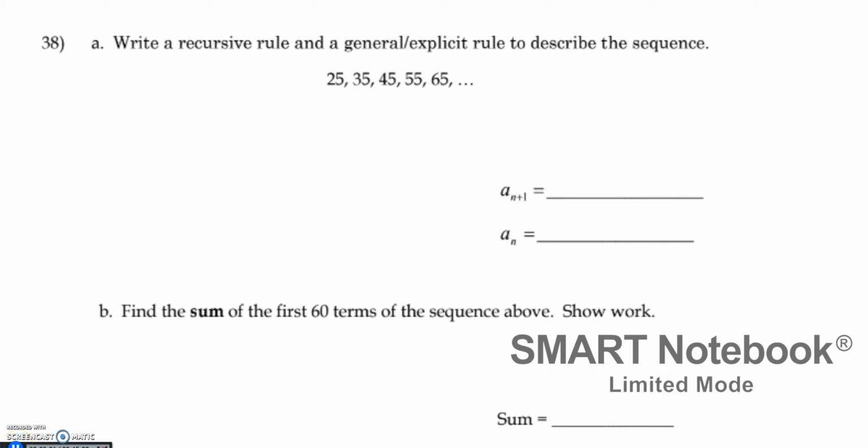Hello everybody, welcome to Cumulative Review number 17. We're going to be starting here with number 38, which is starting the sequences and series portion. So, write a recursive rule and a general explicit rule to describe the sequence.